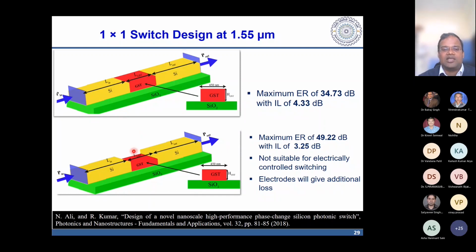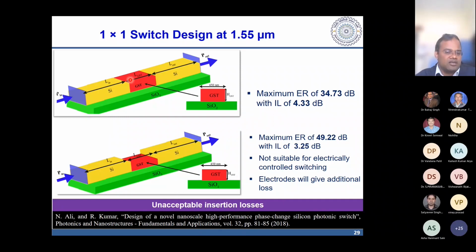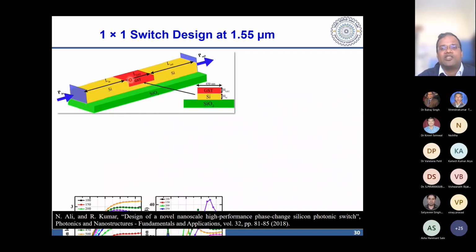Okay, and in this case, if you are putting the electrodes, of course, it will interfere directly with the light. It will give additional loss. Even here, it will give some additional loss, but that may be minimum because the electrode will be on top, so it will see only the evanescent tail of the light. Because the insertion losses are unacceptable, we are going for another case, which is the partially etched case.